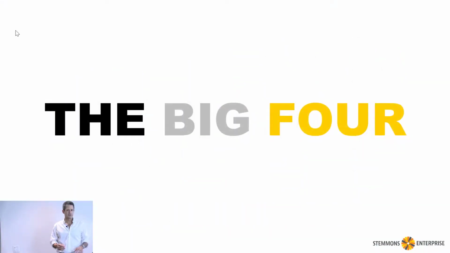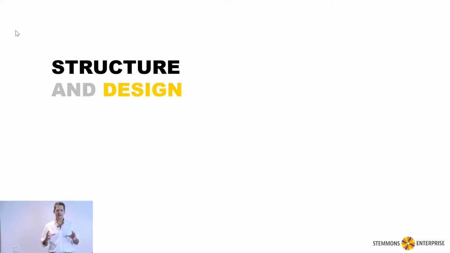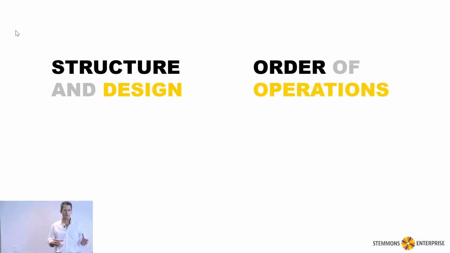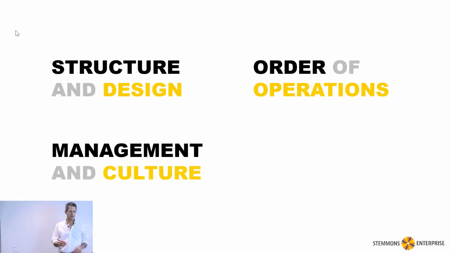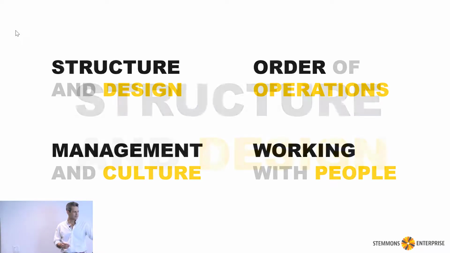So the first thing is there are 4 basic categories of things that we want to think about when we're dealing with organizational change. The first is the structure and design of what we're implementing. The second is the order in which we do things. The third is our management and culture. And then finally, we have the issue of working with people, kind of the soft skills. So each one of these has a number of strategies that we're going to cover.